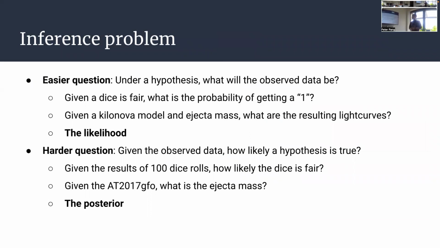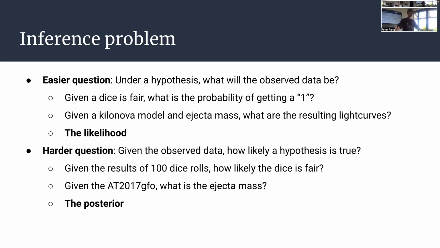After all, this is the main problem that we try to answer a lot of the time in science in general, not just physics: the inference problem. There are two sides. One side is a lot easier, one side is hard. The easier question would be: under a hypothesis, what would the observed or predicted data be? For instance, if I say I have a dice and assume it's a fair dice, what's the probability of getting a 1? I think anyone older than 6 will answer 1/6.